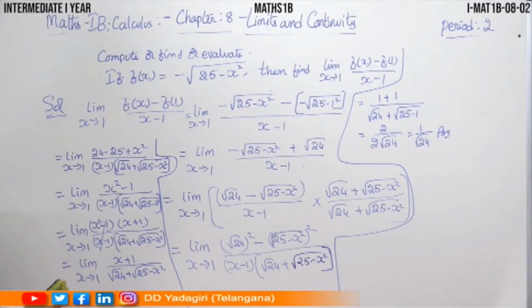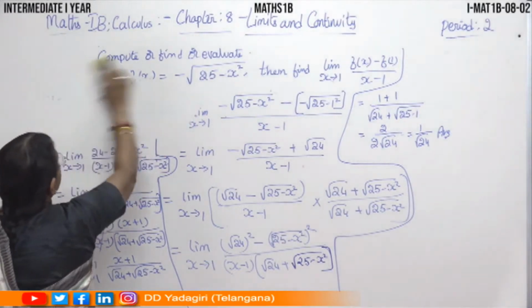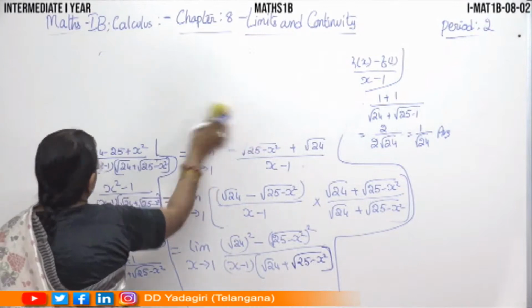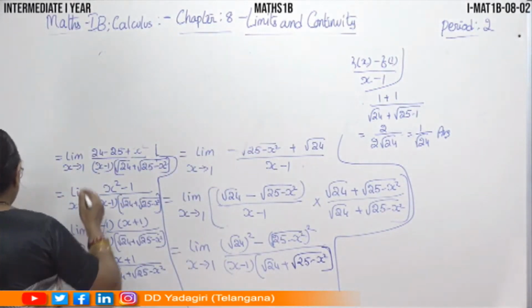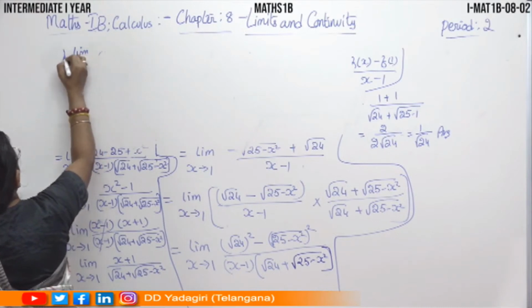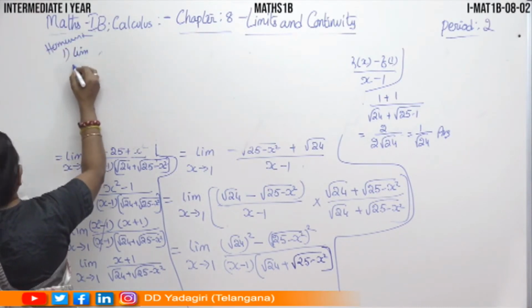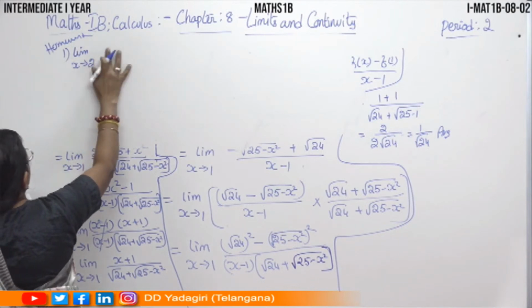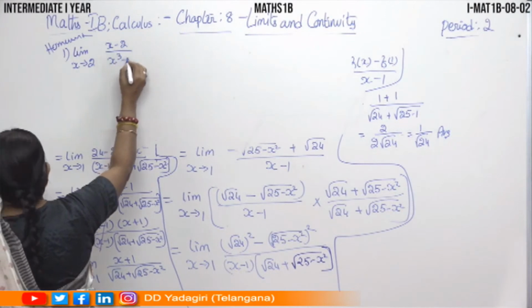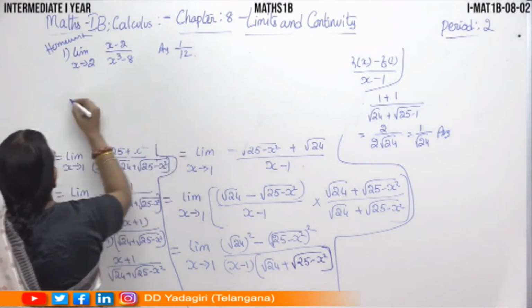Now, I'll give you homework. You can take down this homework. So with this, first exercise will be completed. First problem, homework: limit x tending to 2 of x minus 2 by x cube minus 8. So the answer is 1 by 12.